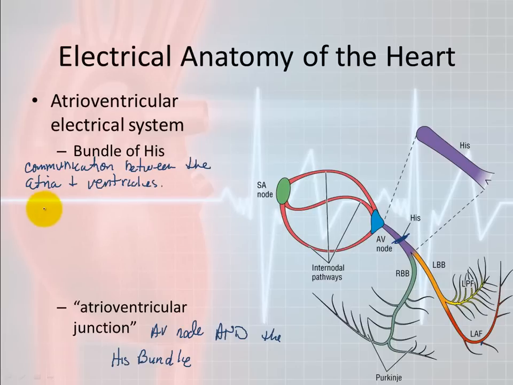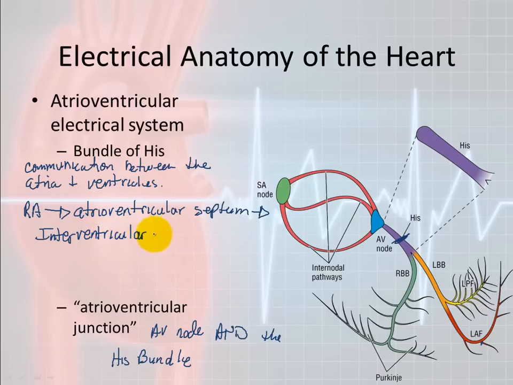That is the purpose of the His bundle. Part of the His bundle is found in the right atrium, and then it will go past or through something called the atrioventricular septum, which is a non-conductive wall between the atria and the ventricles. The His bundle is the only route of communication through that. So it'll go from the right atrium through the atrioventricular septum, and the His bundle will actually terminate just on the inside of the interventricular septum. At which time, after it terminates, it divides into the right and left bundle branches.